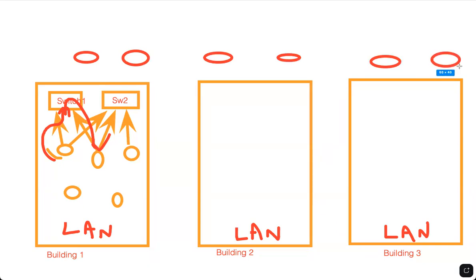Each building will have router 1 and router 2, and we will have a WAN connection between them. When I say WAN, it means wide area network. So when there are 2 buildings in 2 different locations, which are widely separated, when we run a fiber cable between them, that is called a WAN link. So what I'm going to do is run a fiber link.